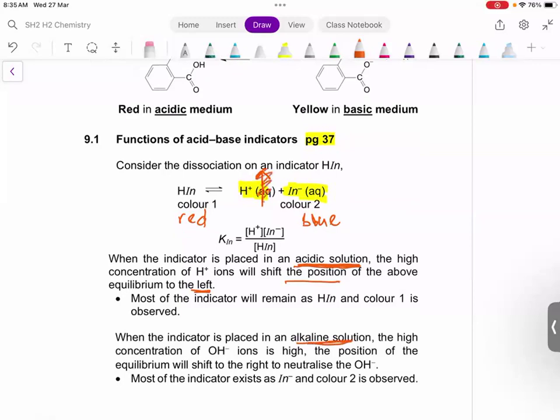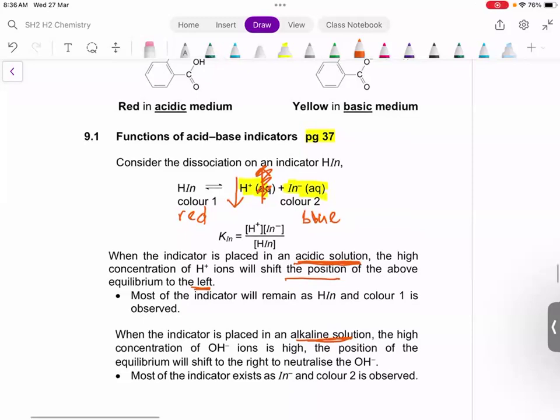In alkaline solution, the H plus concentration will become very low. H plus drops drastically, right? Then it will shift forward. So POE will shift to the right. So this means what? When this indicator is placed in the alkaline solution, what will you see? You see more blue than red. So when it's in between, then what you see is purple, so-called. So that is the working range.